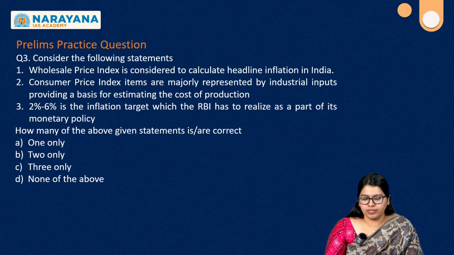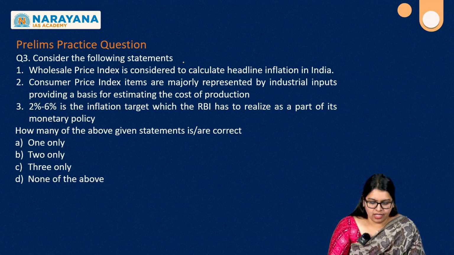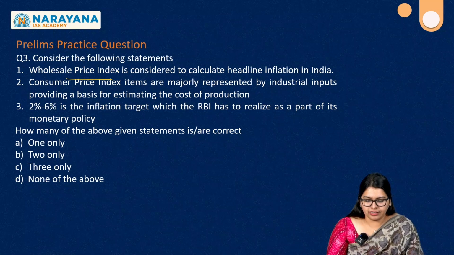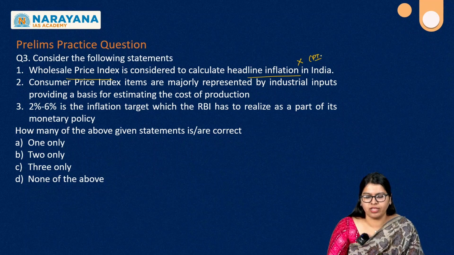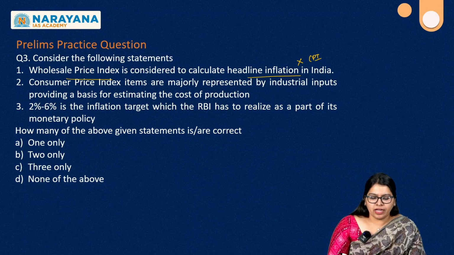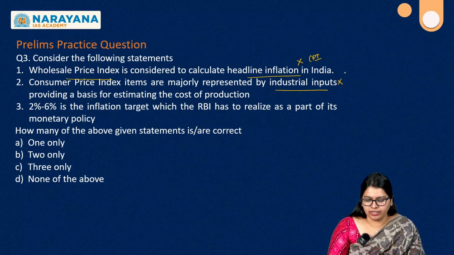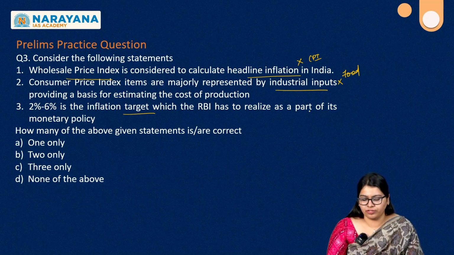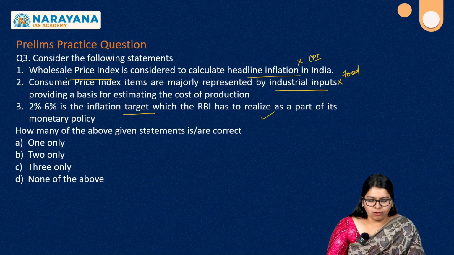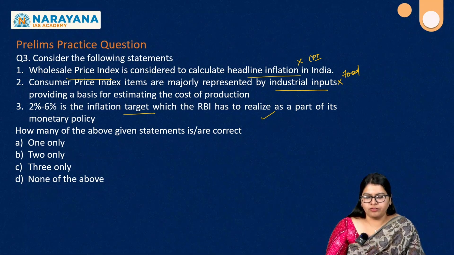Moving ahead, the third question reads, consider the following statements. The wholesale price index WPI is considered to calculate the headline inflation in India. No, this is wrong, as the CPI is used to calculate the headline inflation in India. Consumer price index CPI items are majorly represented by industrial inputs. This is wrong. It is majorly by the food inputs. And 2 to 6% is the inflation target which the RBI has to realize as a part of its monetary policy. This is correct. So how many of the above given statements is or are correct? Only 1, 2 only, 3 only, and none of the above. As per the options, the answer will be A.